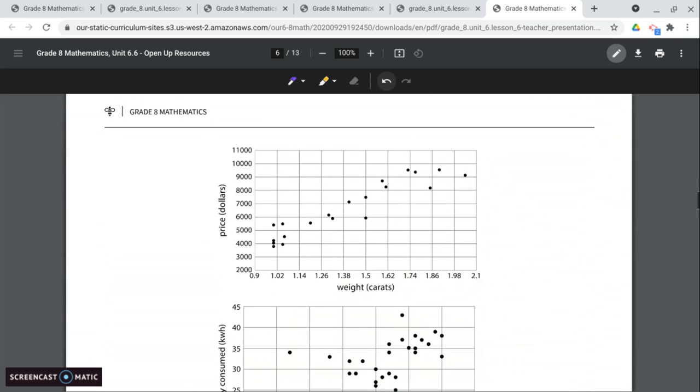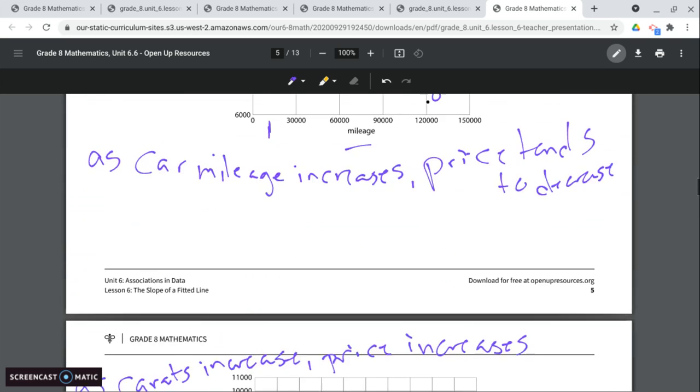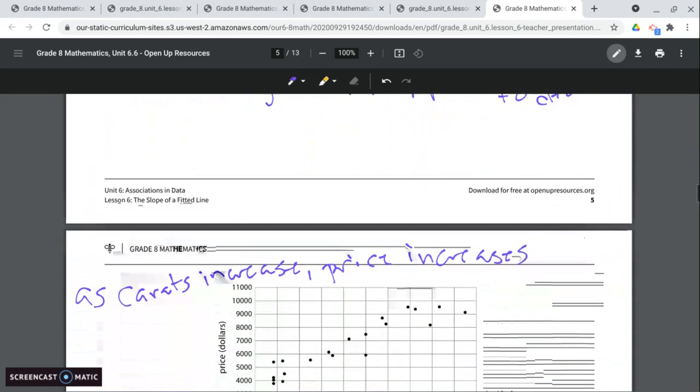For the next one, we have the price and the weight in carats, so looking at diamonds here. We've got our higher carats, our 2-carat diamonds, are going to be a lot more money than the 1-carat or less than 1-carat diamonds. So as carats increase, price increases. This would be a positive correlation, whereas the previous one would have been a negative correlation.